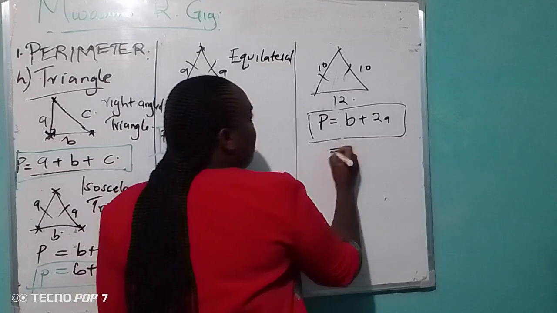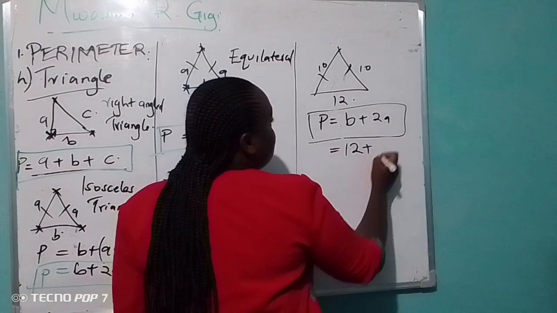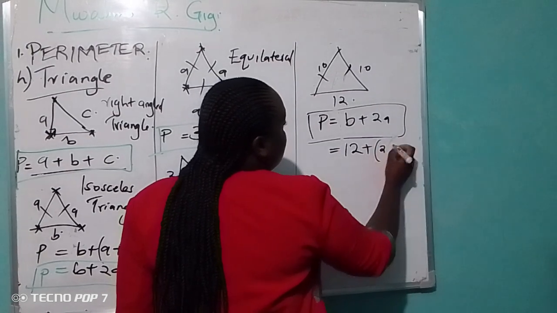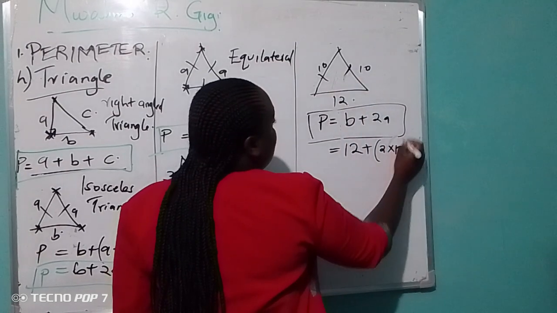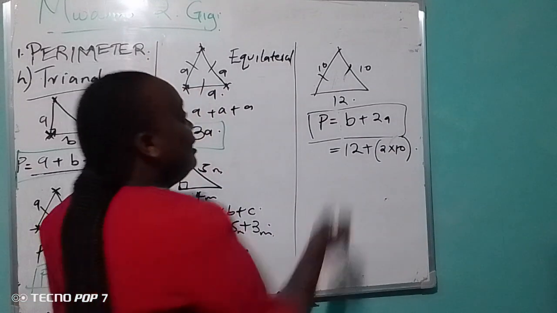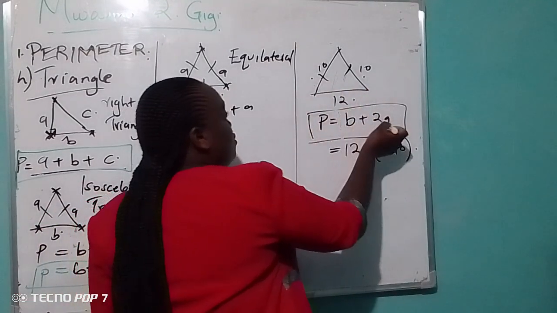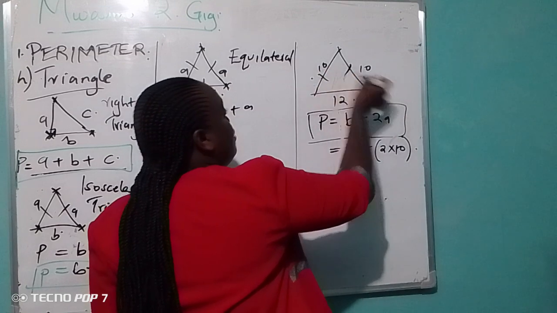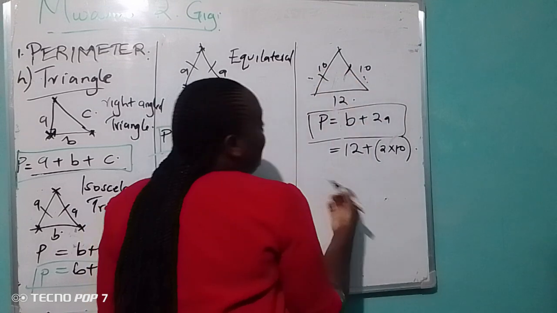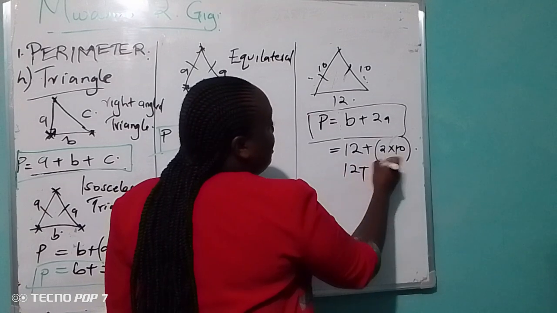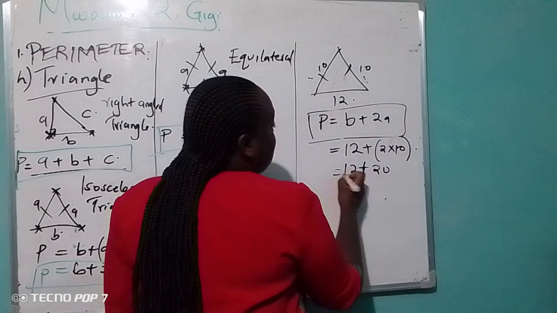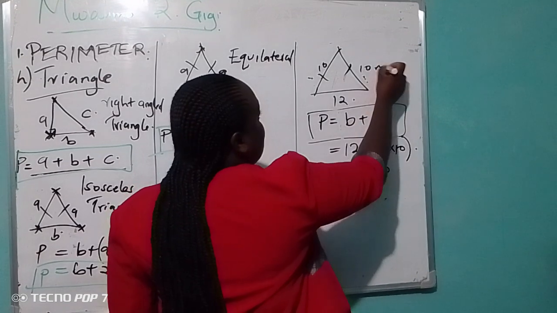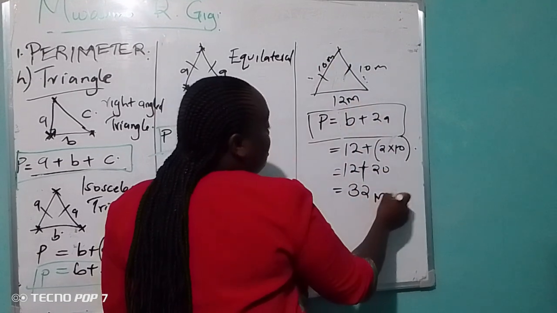So itakuwa 12 plus 2 times, sindio? 2 times 10. Nimepata 2A. Hii ni A na hii ni A. 2 times 10, yani 10 ziko mbili. So itakuwa 12 plus 20, which is equals to 32. Let's say meters, so it will be 32 meters.